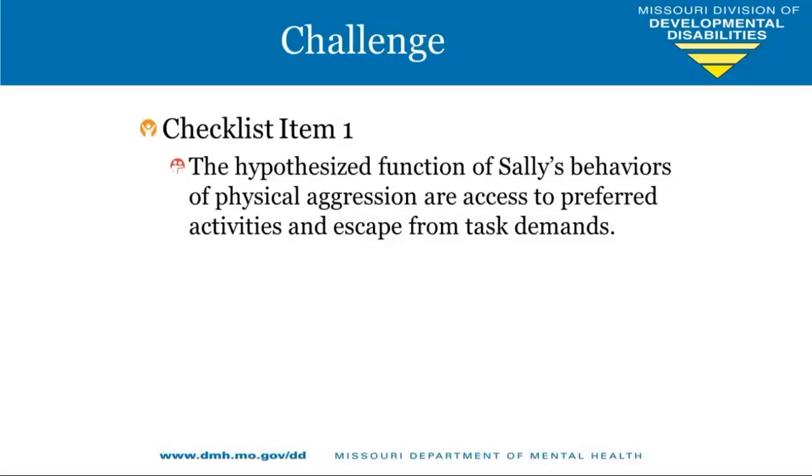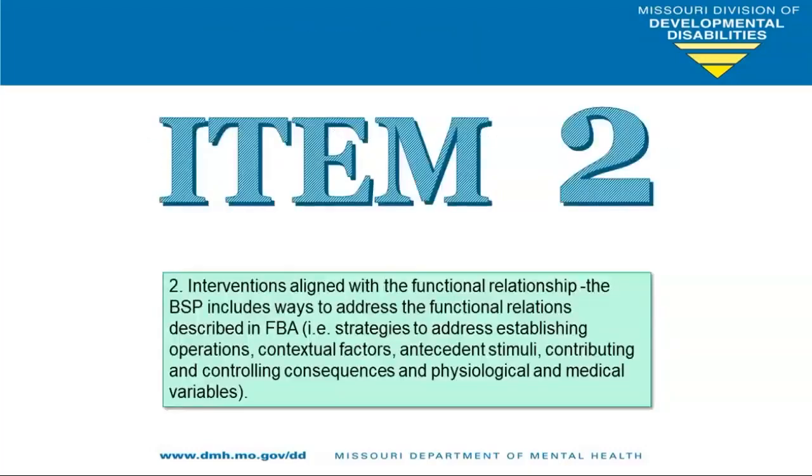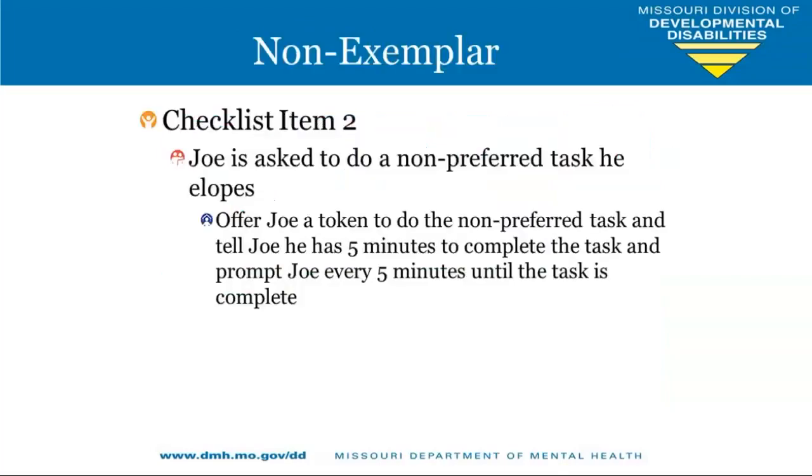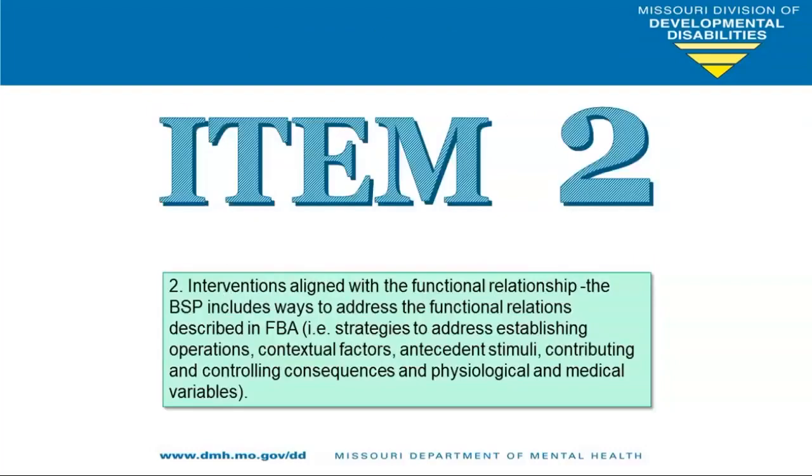Thank you guys for all your input. We're going to move to item 2. And item 2 on the checklist ensures that interventions align with the functional relationship. The BSP includes ways to address the functional relationship described in the functional behavior assessment. So strategies address establishing operation, contextual factors, antecedent stimuli, contributing and controlling consequences, as well as psychological and medical variables.